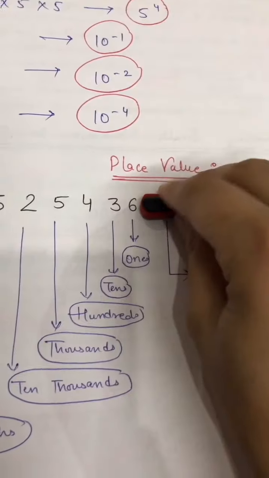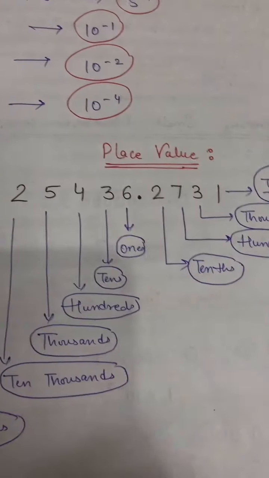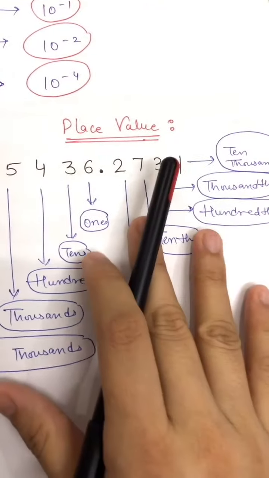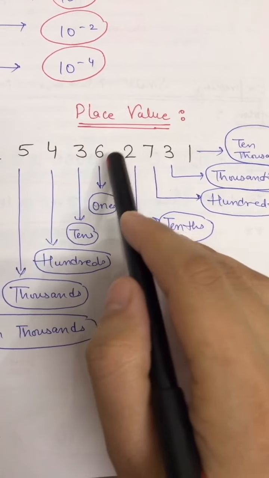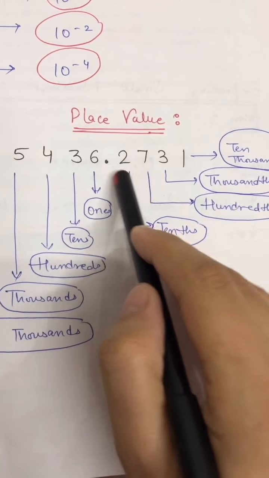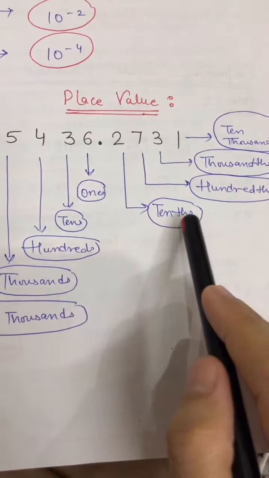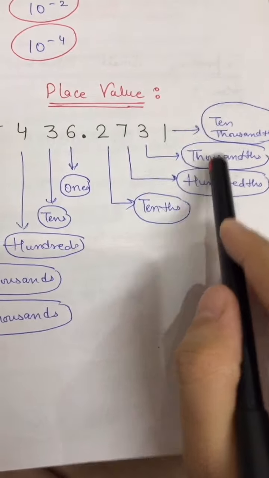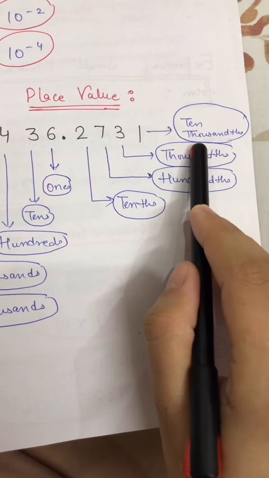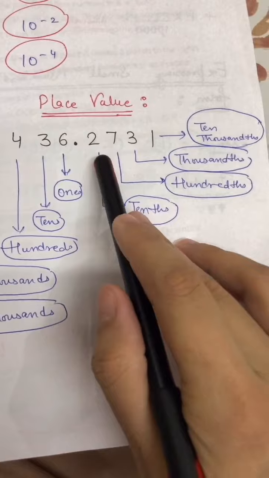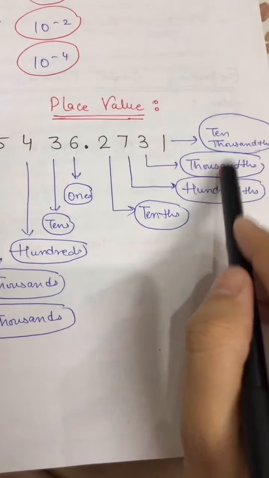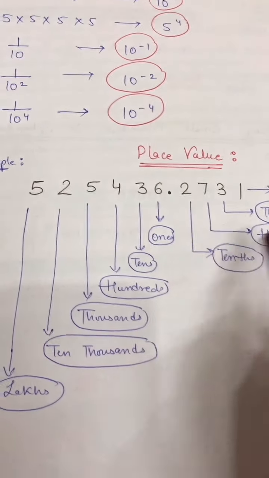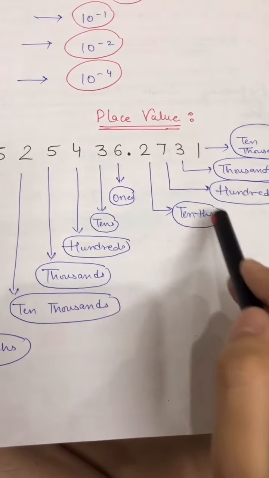Now you are having a decimal. After decimal, how can you denote the values? After decimal, you have to denote in this way. First, the immediate first value after decimal is known as tenth. Next is hundredth. Next is thousandth. Next is 10,000th. Ones will not come. Tenth, hundredth, thousandth, 10,000th. Okay, now this was the example. This is the place value, how you can denote the values.